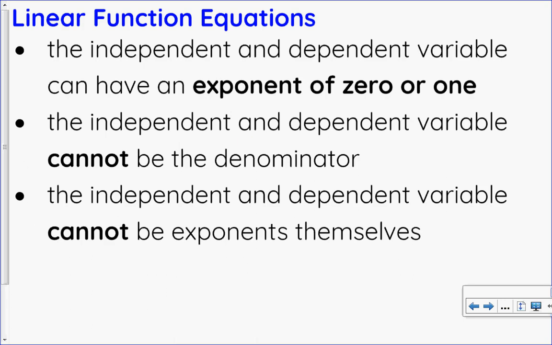How do you recognize a linear function from the equation? Well, the independent and dependent variables can have an exponent of 0, meaning there is no x or y, or an exponent of 1. The independent and dependent variables cannot be in the denominator. If they were, that would be a negative exponent. And the independent and dependent variables cannot be exponents themselves.